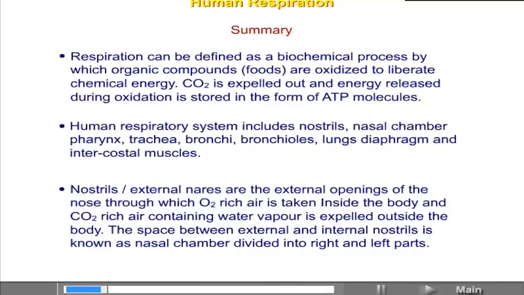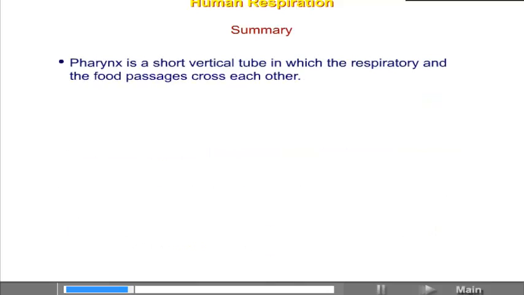Nostrils or external nares are the external openings of the nose through which oxygen-rich air is taken inside the body and carbon dioxide-rich air containing water vapor is expelled outside the body. The space between external and internal nostrils is known as nasal chamber, divided into right and left parts. Pharynx is a short vertical tube in which the respiratory and the food passages cross each other.